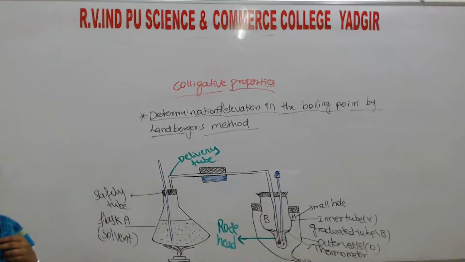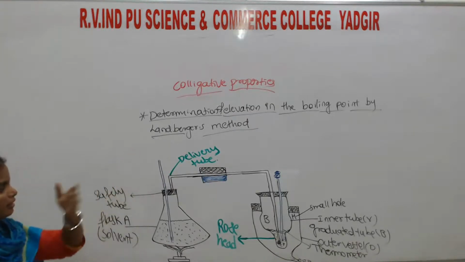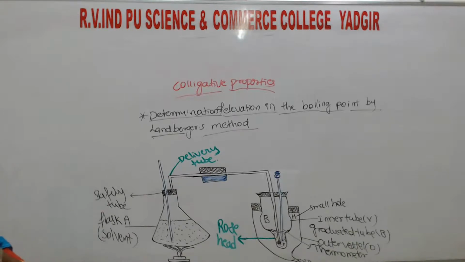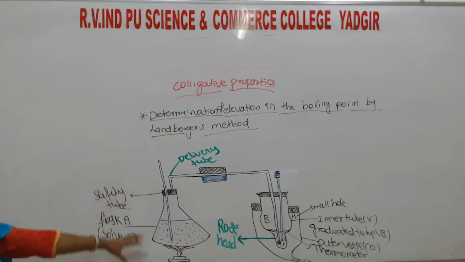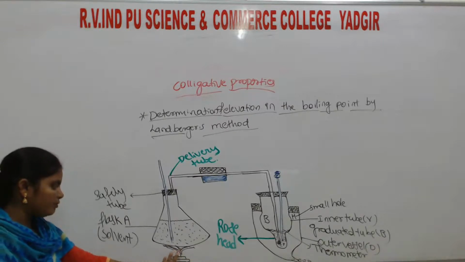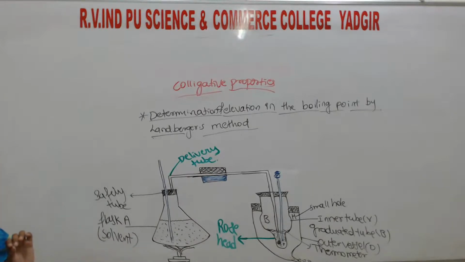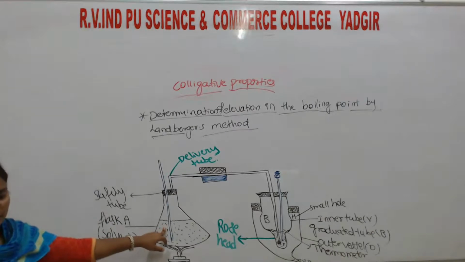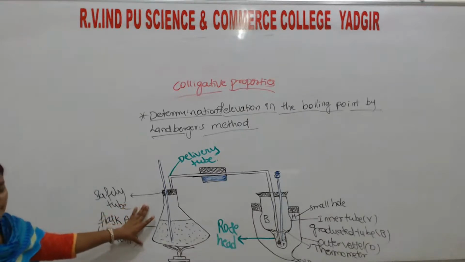First, this apparatus is the Landsberger apparatus. In the Landsberger method, the vapors of boiling solvent are used to heat the solution. Here the heating takes place, the flame is present here, and the vapors of boiling solvent are used to heat the solution in this flask.